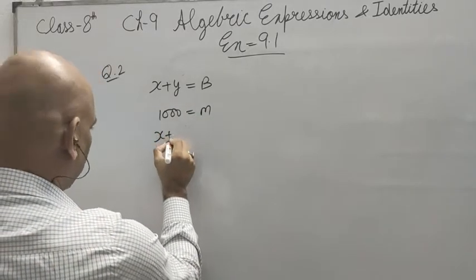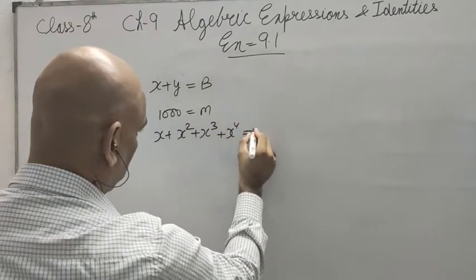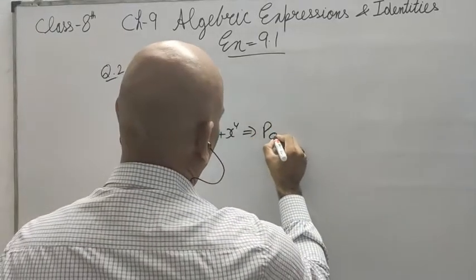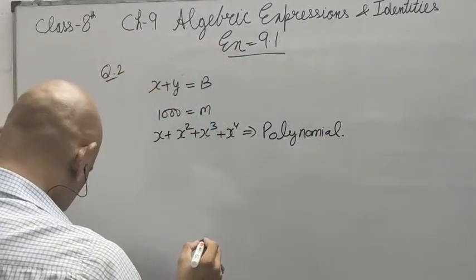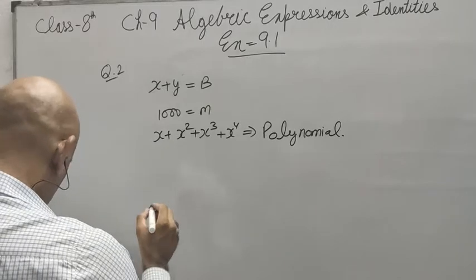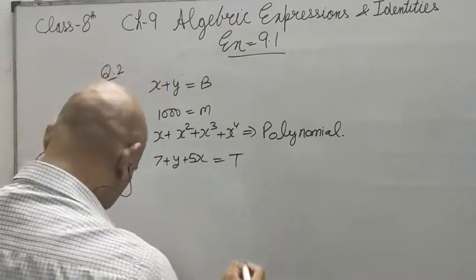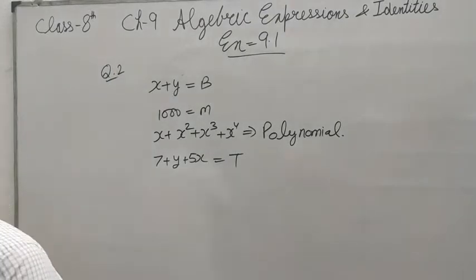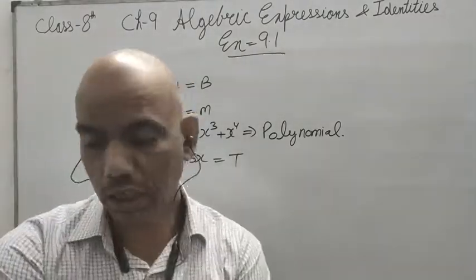Then x plus x square plus x cube plus x4. So this is neither monomial nor binomial nor trinomial. We will call it polynomial. Then the next one is 7 plus y plus 5x. So it is trinomial. So simply what you will do, if the number of terms is 1, it will be monomial. If it is 2, then binomial. 3, trinomial. More than 3, polynomial.